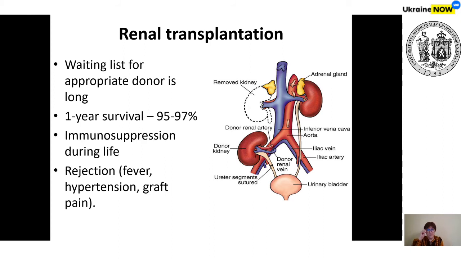Only renal transplantation can save the patient with severe cases of chronic renal failure, but the waiting list for an appropriate donor is quite long. One-year survival after renal transplantation reaches 97%. But the patients having a transplant are given potent immunosuppressive therapy during all life to avoid rejection of the transplant. Signs of early rejection are fever, hypertension, and graft pain.